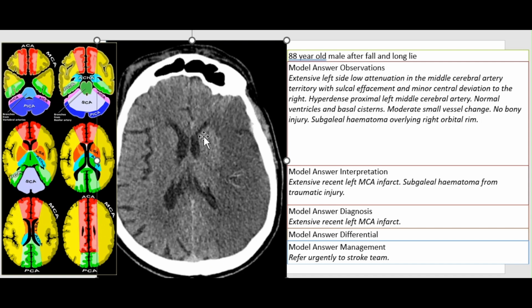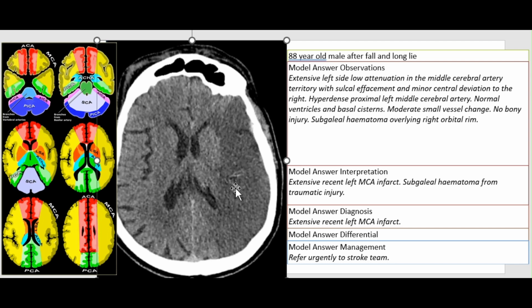This is the caudate, and this is the lentiform nuclei. The lentiform nuclei is spared here too. Okay, so the basal ganglia is not involved here, and the low attenuation is seen along the middle cerebral artery territory.